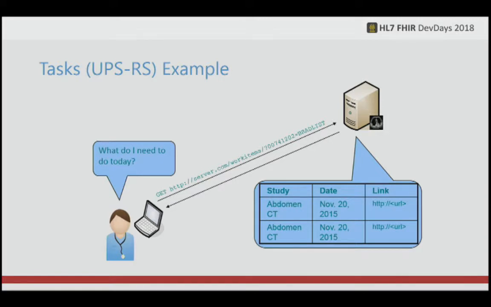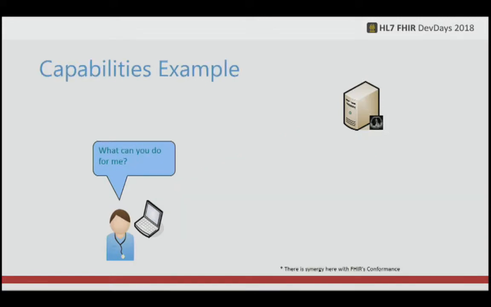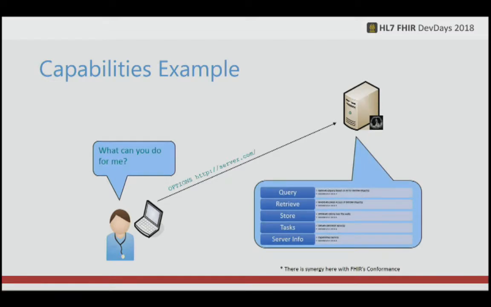Again, XML or JSON. And then capabilities, here I can say, what can you do for me, server? What services do you offer? I do an options as opposed to a get or a put. That's one of the HTTP verbs, and it'll return back what it actually supports. And again, synergy with FHIR's conformance.